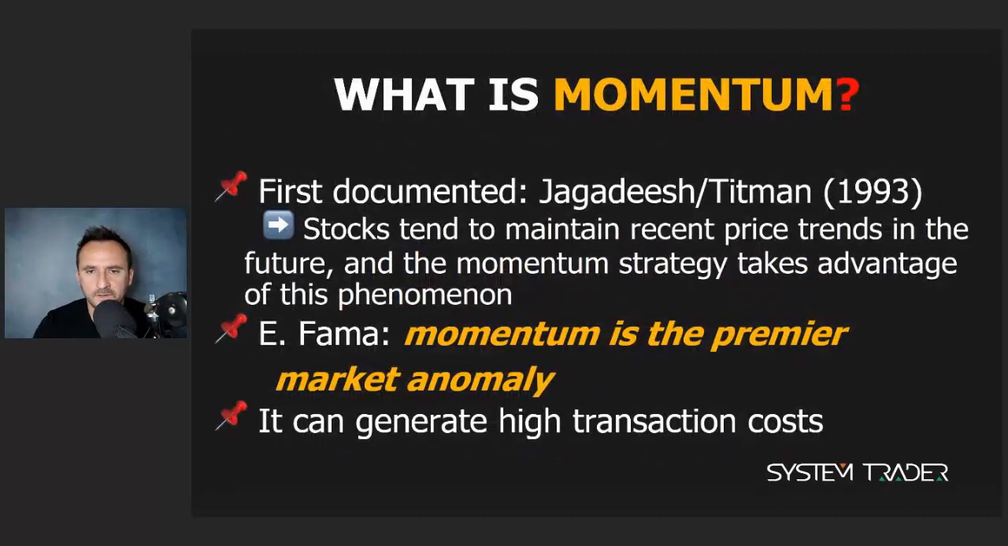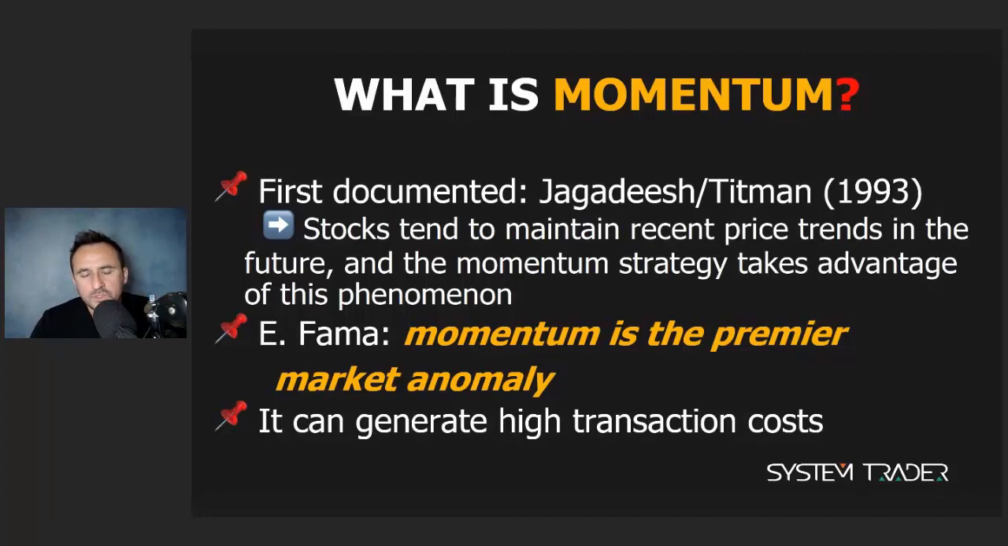Another factor is momentum, first documented by Jegadeesh and Titman in 1993, although again it had been used by many investors before, just not so theoretically described and documented. Basically, the whole idea of momentum is that stocks tend to maintain recent price trends in the future. So the momentum strategy takes advantage of this phenomenon.